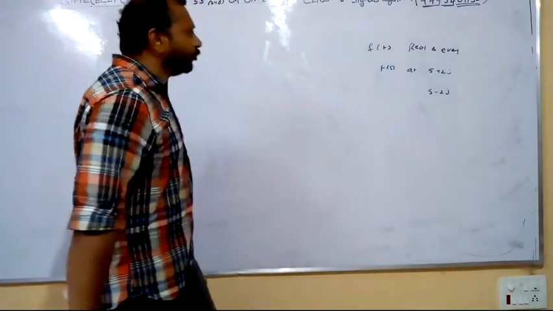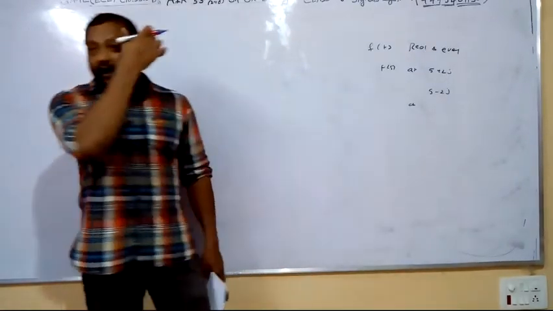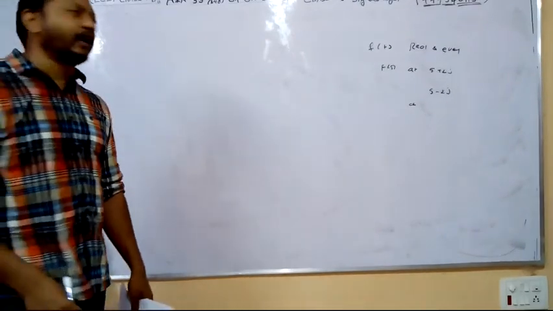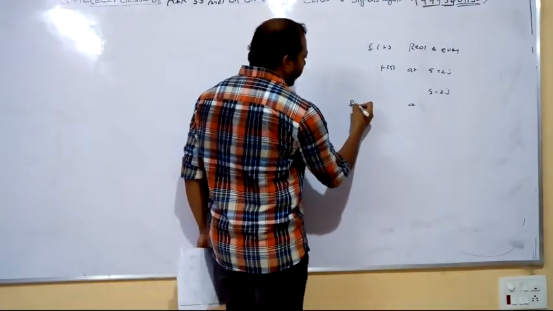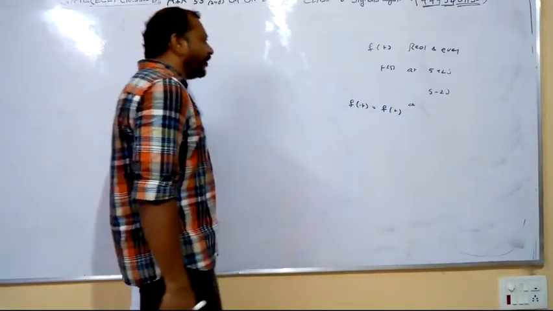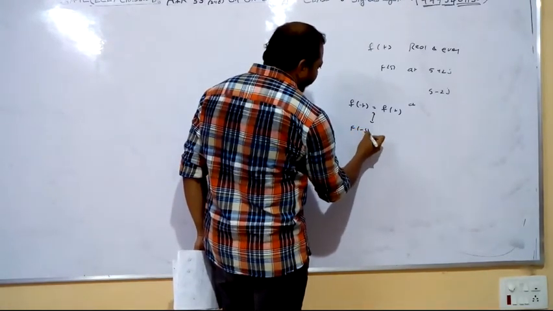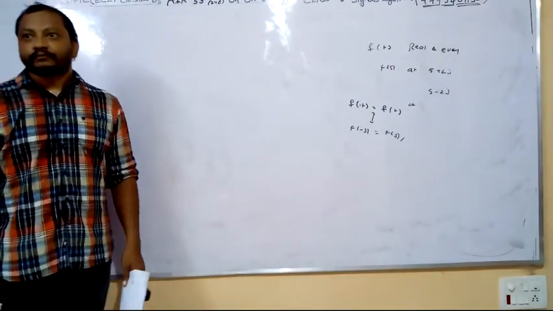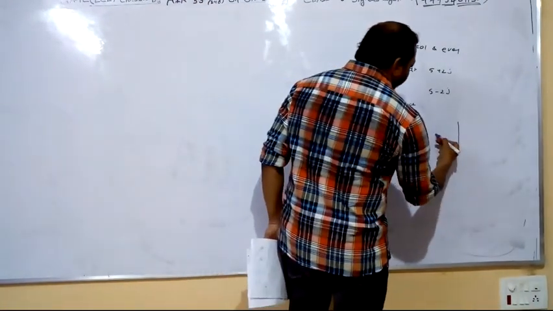Then they are giving some number of zeros at the origin, and asking what is the minimum number of poles and zeros required for F of s. Now, as f of t is real and even, which is a very important concept, f of minus t is equal to f of t. The corresponding Laplace transform condition is F of minus s equal to F of s, which has to be satisfied.